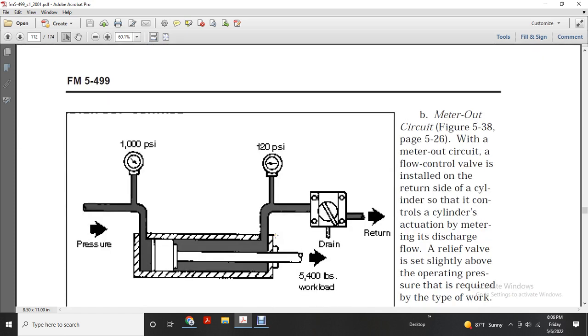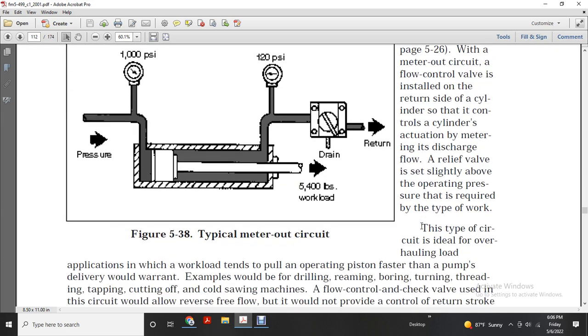The meter out circuit, shown in figure 538 on page 526, has the flow control valve installed on the return side of the cylinder, so that the controls of the cylinder actuating speed are metered. The fluid is discharged through the relief valve slightly above the operating pressure that is required by the type of work.